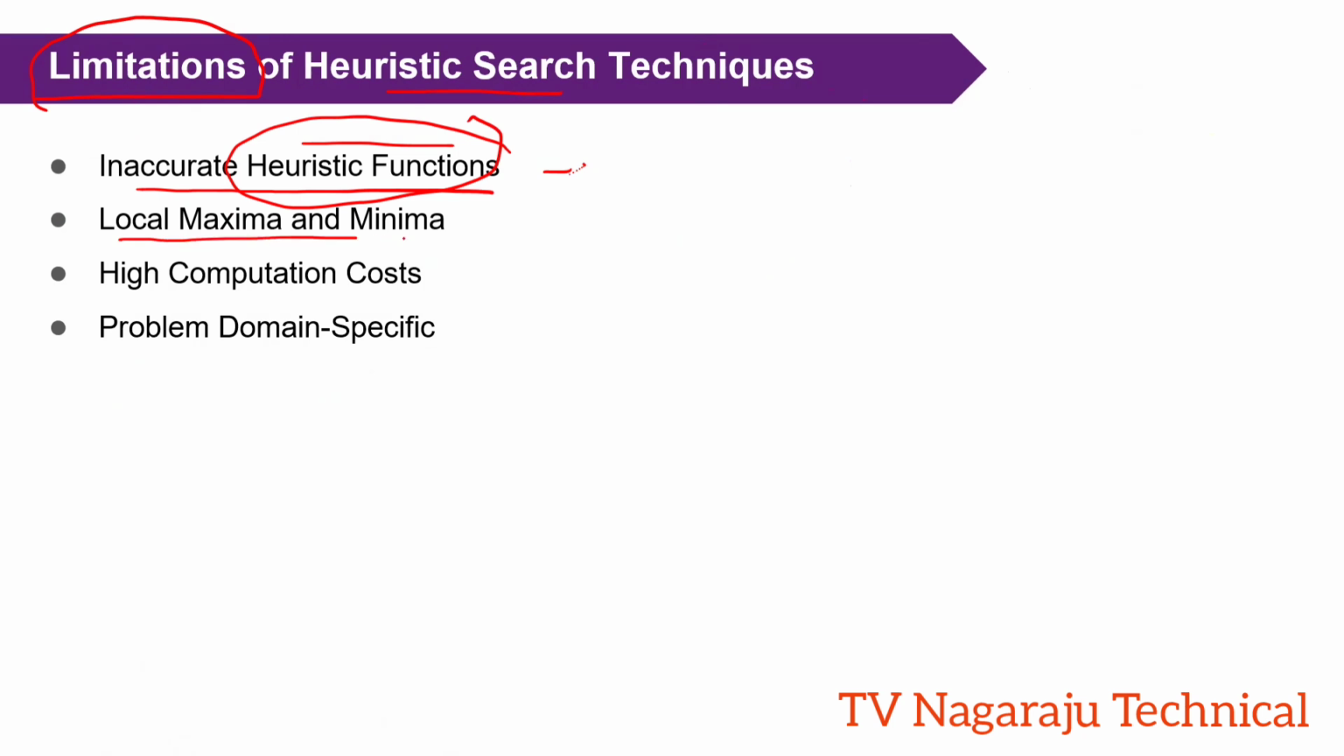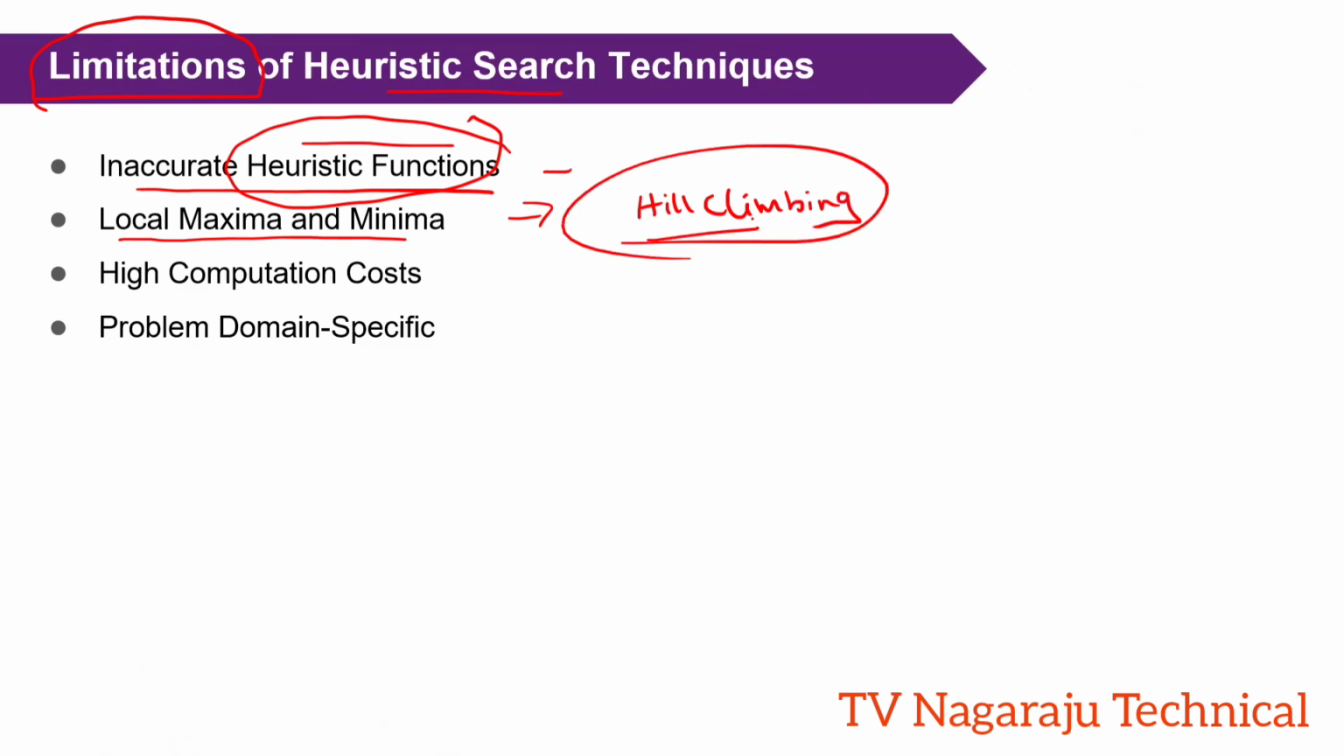Now, local maximum and minimum. That means you have some search algorithms. Suppose one search algorithm, anyway we will discuss it in a later session, hill climbing. So with these algorithms, even though global optimal solutions are available, they are stuck at one point. They are stuck at one point. So that means the algorithm cannot progress further for a better solution.